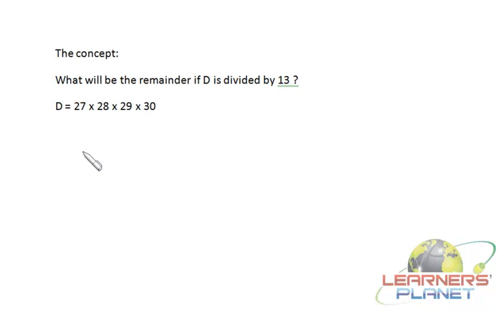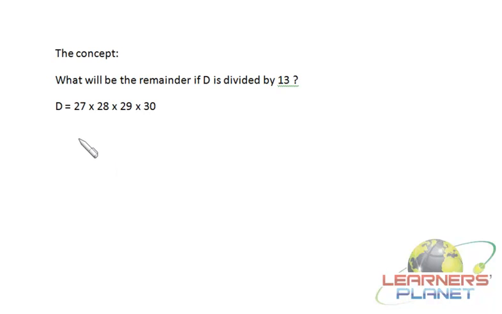Now here d is 27 into 28 into 29 into 30. We have the number 26 that is closer to all these numbers. So let's break each number into a multiple of 13 and its remainder.